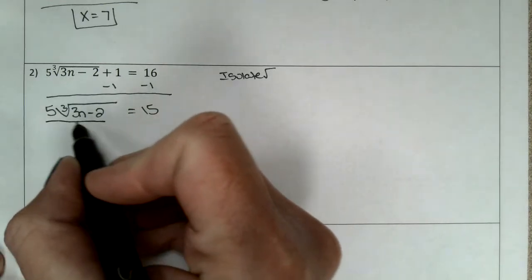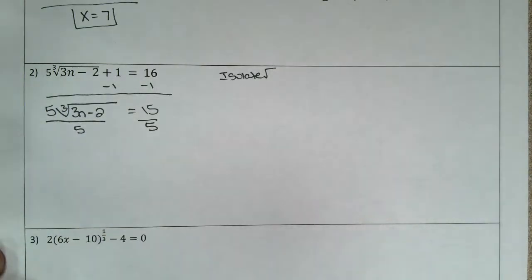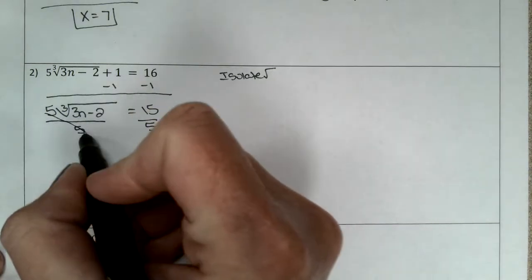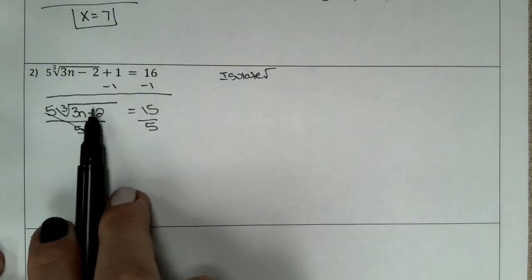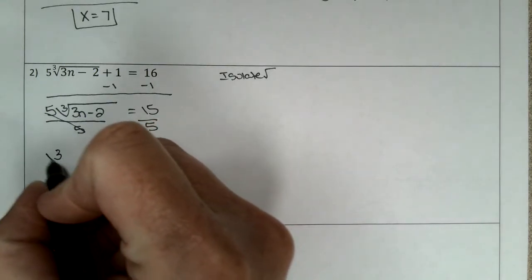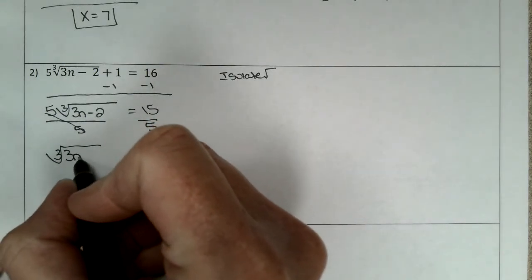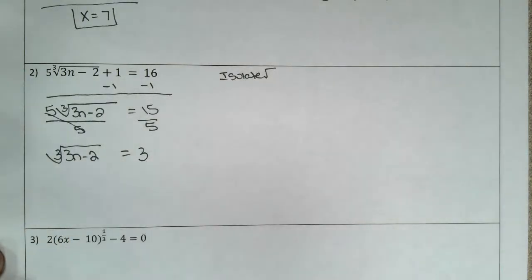Part of isolating is to get rid of that 5. We undo multiplication by dividing both sides by 5. It is an illegal move to try to distribute into a radical symbol. So 15 divided by 5 equals 3.